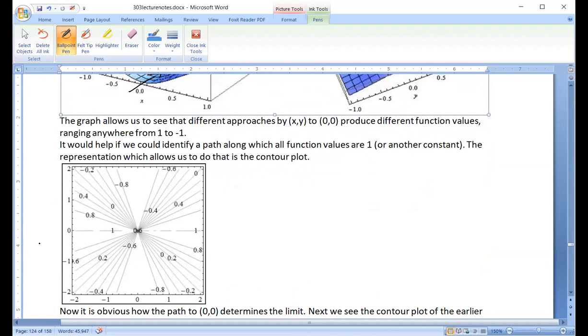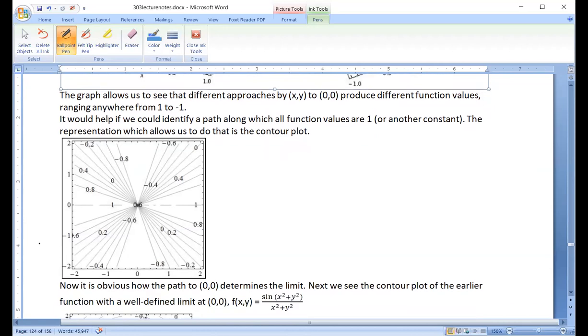So here's the contour map for this graph with no limit. And now the contour map shows you explicitly that you can pick a path with a constant function value. So therefore that's going to be the limit as you approach along that path. Now it's laid out for you very easily. So next, let's look at the contour map for the first function, where the first function did have a limit.